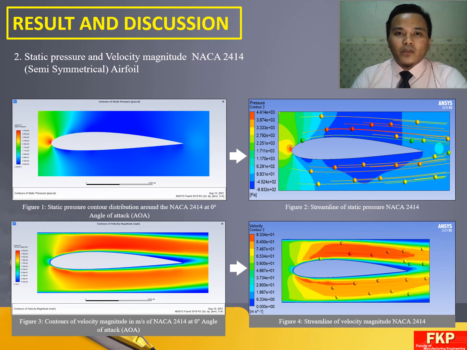As the angle of attack increases, the pressure difference between the upper surface and the lower surface increases, thus causing an increase in the force, which causes an increase in the lift and drag coefficients. Velocity magnitude of the airfoil is a little higher on the upper surface compared to the lower surface of the airfoil.